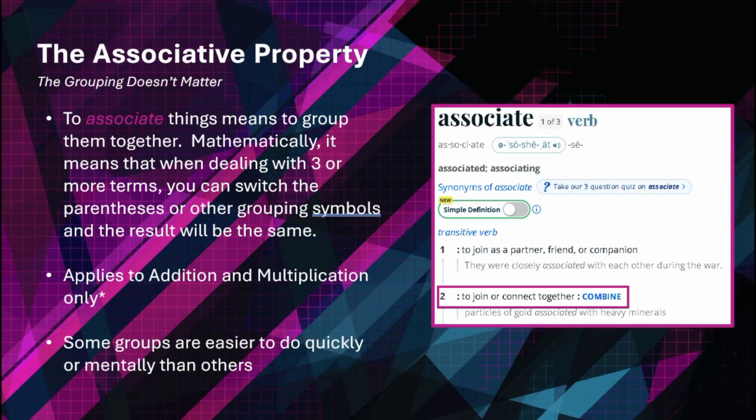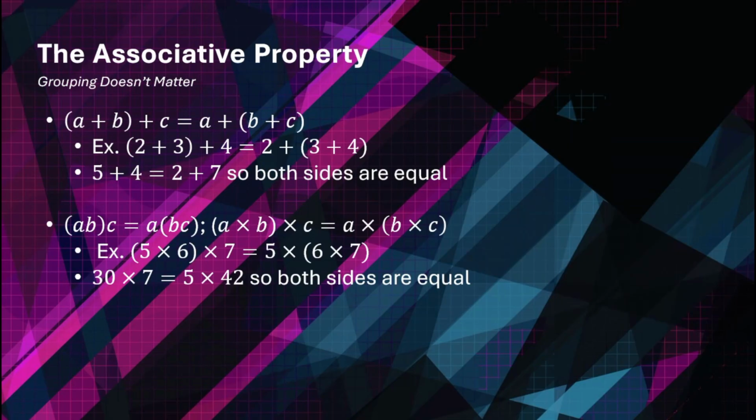All right, so algebraically, what this looks like is that, like I said, you just pick up the parentheses and put them somewhere else. Do not change the order of the terms. So in this first example, we have 2 plus 3 in parentheses plus 4 on the left side. And on the right side, we have 2 plus the quantity 3 plus 4.